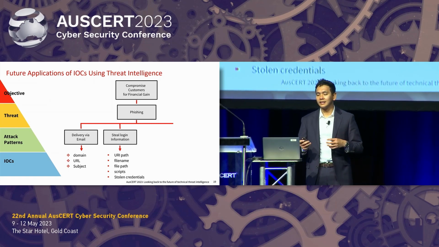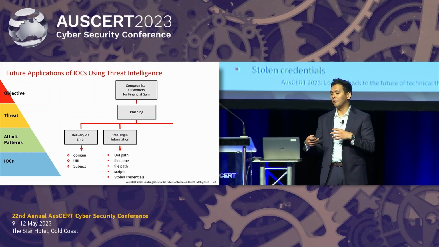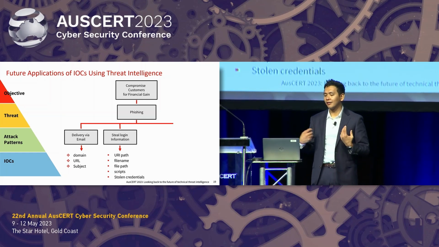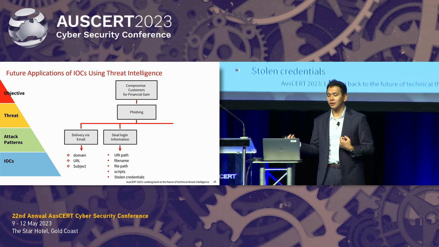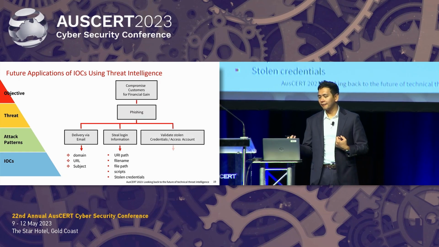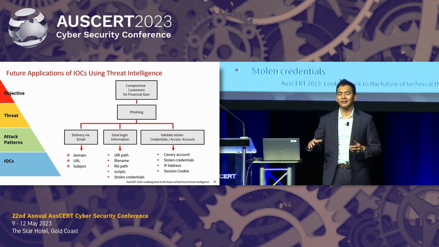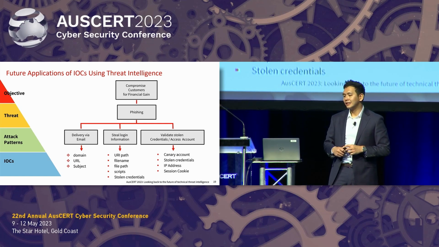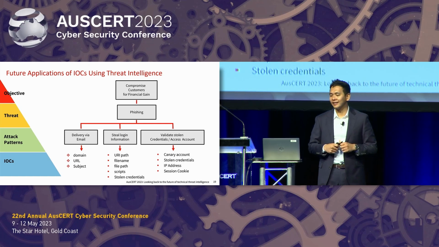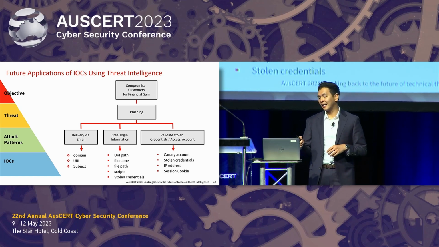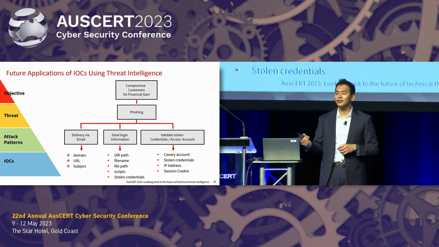The IOCs typically used for this are URI path, file name, file path, scripts, and stolen credentials, and then they'll validate those stolen credentials, or try to access the account. Some of the interesting IOCs you could use for this, and we'll talk about that, are canary accounts, stolen credentials, IP address, session cookies, something that you don't usually see in a report.